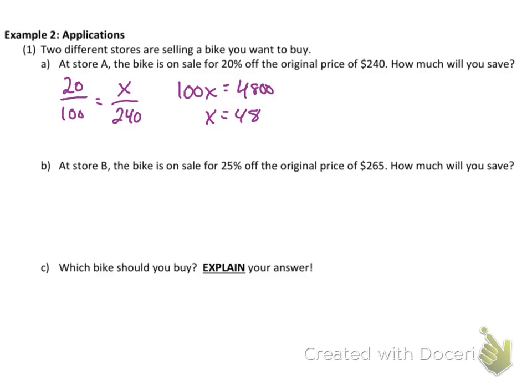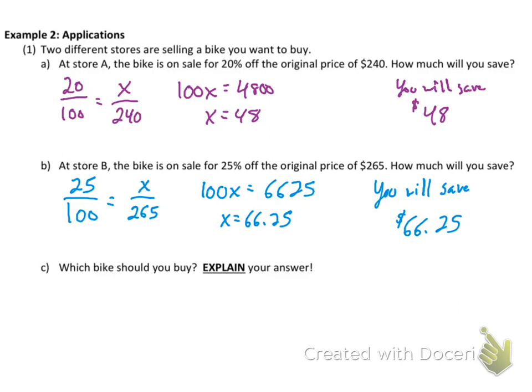Now 48 is 20% off. So how much will you save? You will save $48. I'm going to pause the video here. I want you to do step B. At store B, the bike is on sale for 25% off the original price of $265. Figure out how much you will save. I'm going to pause it here and give you time to work that out. Okay, you will see that at store B, you're going to save more money. You're going to save $66.25.